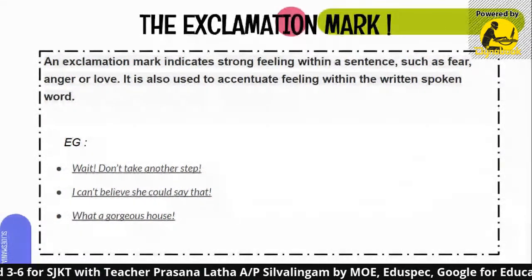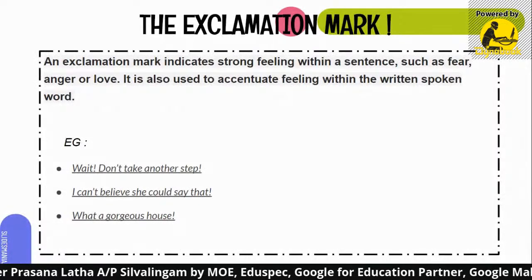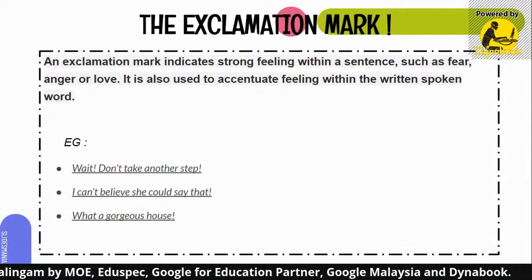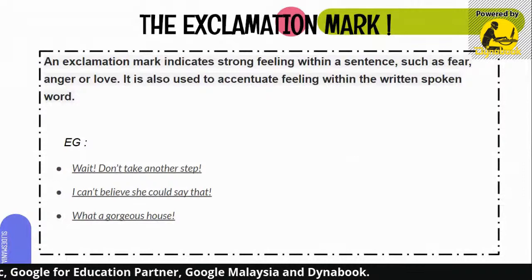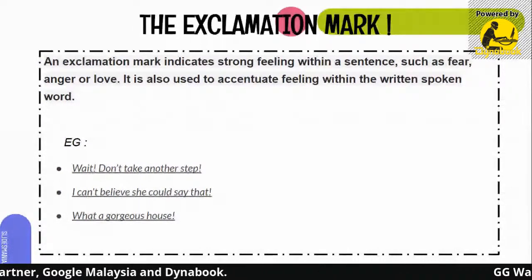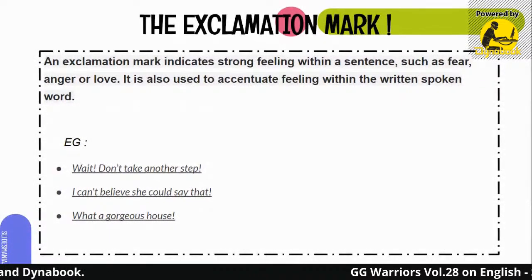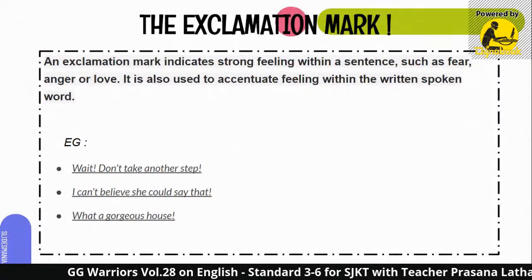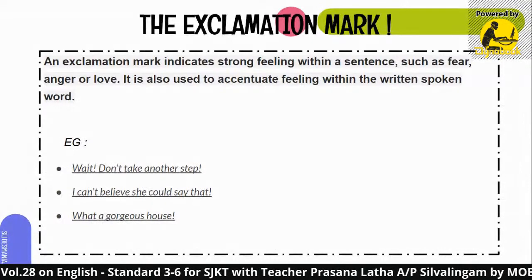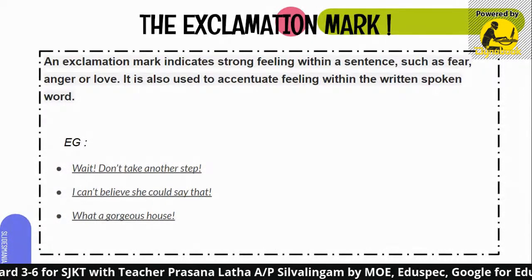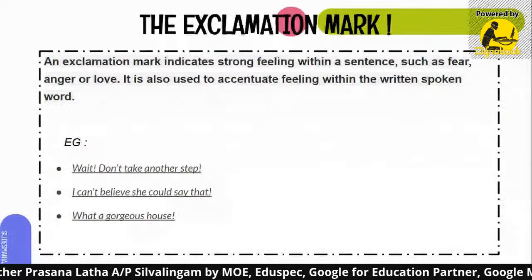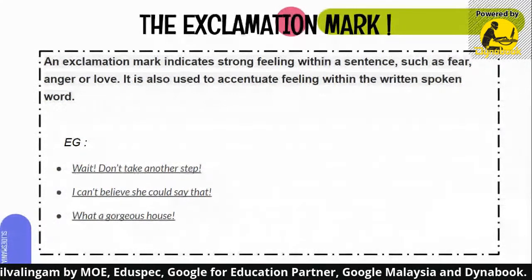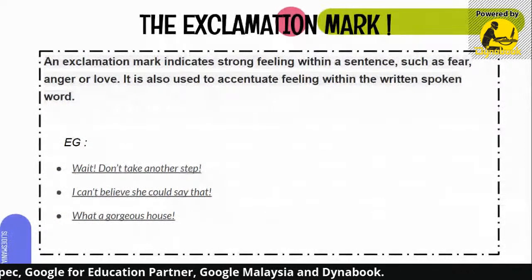Next sentence. I can't believe she could say that. Maybe when you're arguing with your parents, suddenly you said something that you are not supposed to say, and then maybe your grandma or your uncle who's there at the scene might say, I can't believe she could say that. So this could be out of anger, out of surprise.